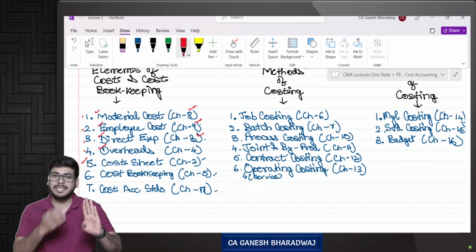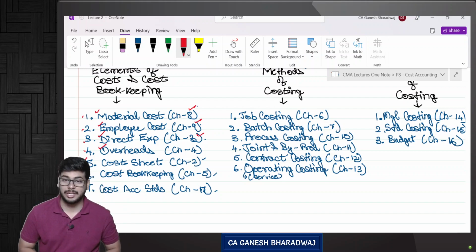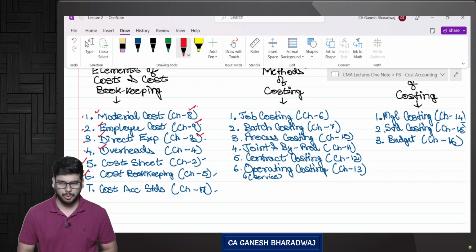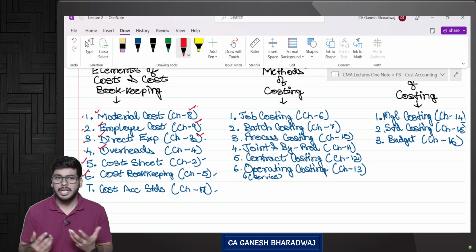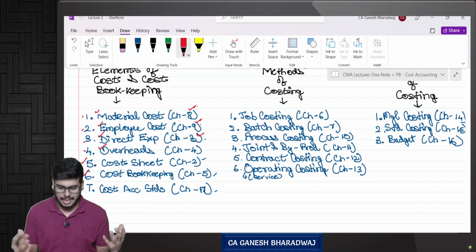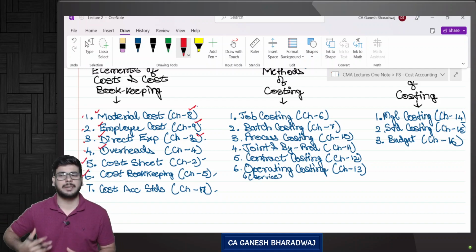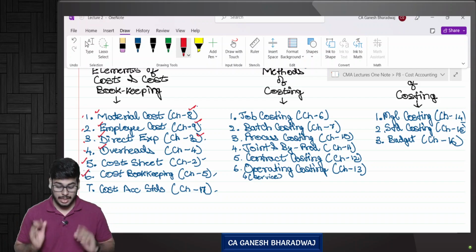Clear? Now the same elements of cost, if you present them in a statement format, it is called a cost sheet. If you present them using a double entry bookkeeping system, that is using debit and credit, it is called cost bookkeeping. That is what we will study thoroughly in each of these chapters. It is not like in one day we can understand everything. Each of these components is a separate chapter by itself, which we will be seeing in depth and in detail. Don't worry about that.